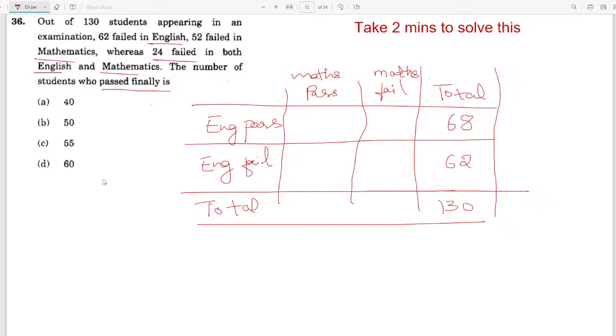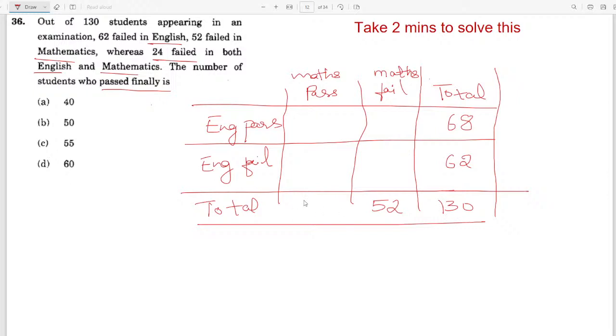So out of 130 students, 62 have failed in English and 68 have passed in English. Total would be 130. Now the next data, 52 have failed in maths. Maths fail column is 52. So if the number of students who have failed in maths is 52, the number who have passed in maths would be 130 minus 52.